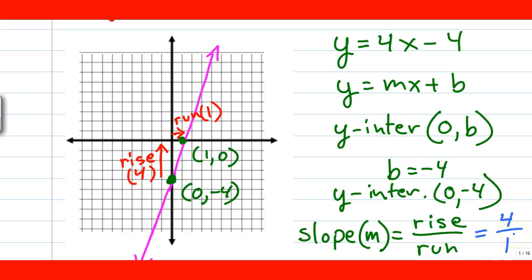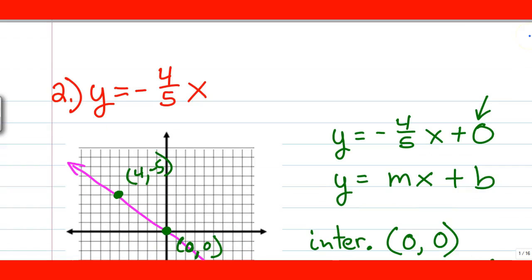run of 1. So I come back over here to the point that I know, and I rise 4 places. 1, 2, 3, 4. And then I run 1. I went towards the positives because the 1 is a positive. And I put another point. Then I can read what this point is. This is 1, 0, so I labeled it. And now I can draw my line in. I've completed the graph.